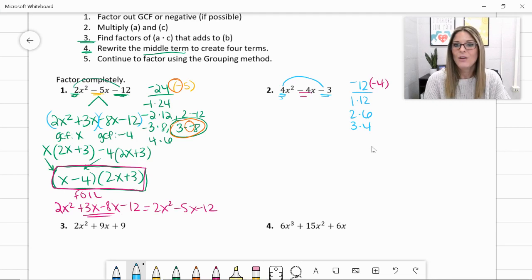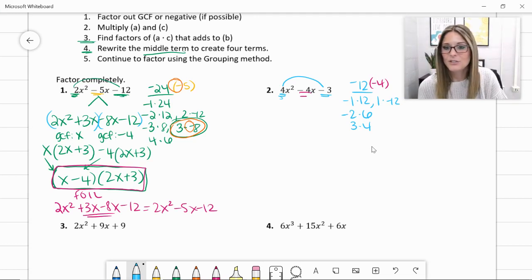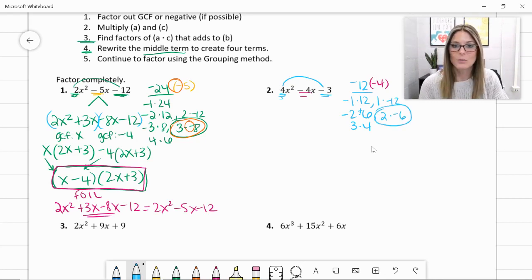Now, again, we are multiplying together and we got a negative, so I would need to have some negatives in here, like negative 1 times 12 or 1 times negative 12, but that's going to give me positive 11 or negative 11. I need negative 4. So what about negative 2 and 6? That's going to add up to positive 4. Let's do 2 times negative 6. That's going to add up to negative 4. That's the one that I need.